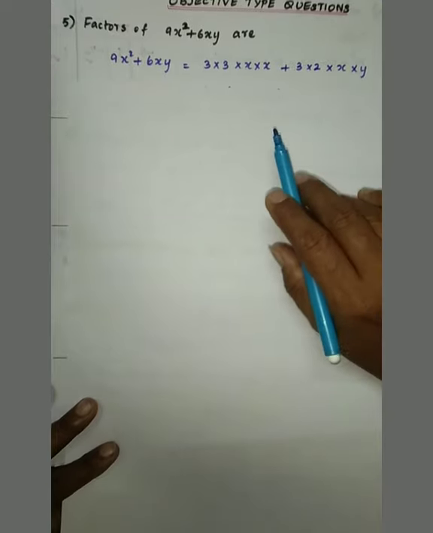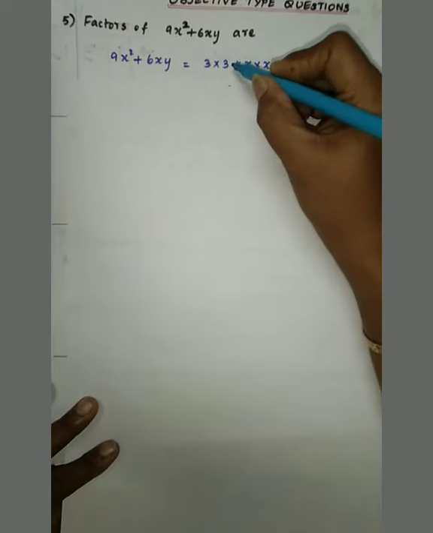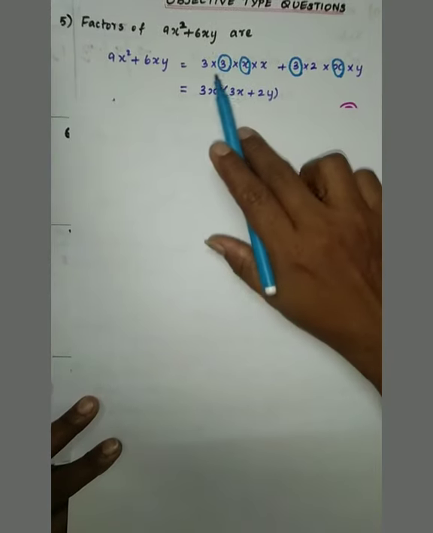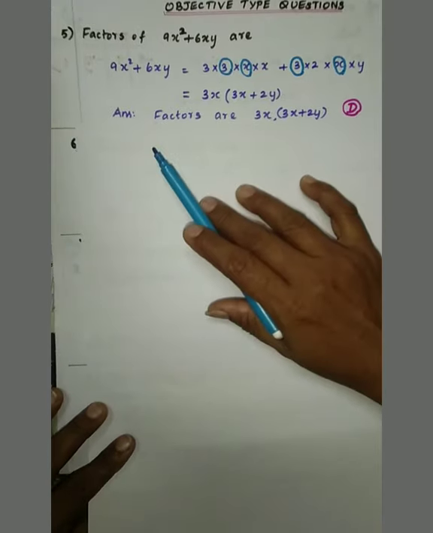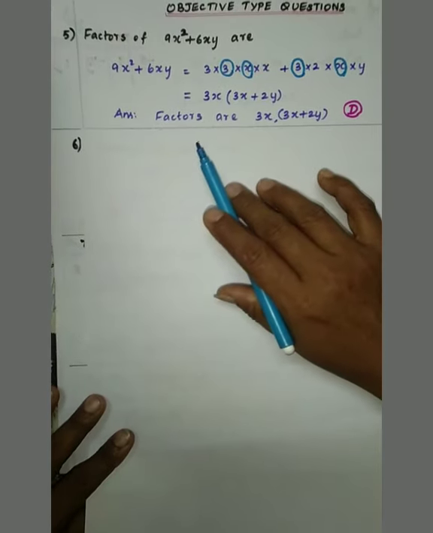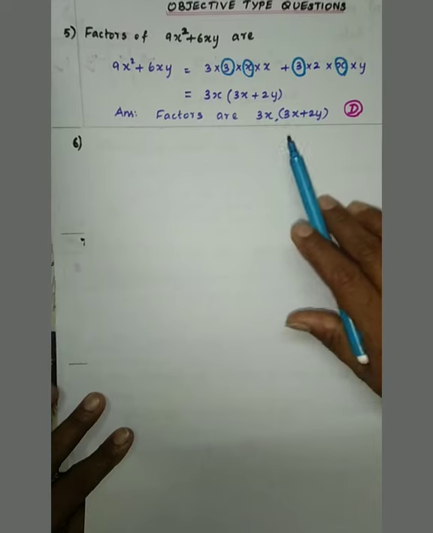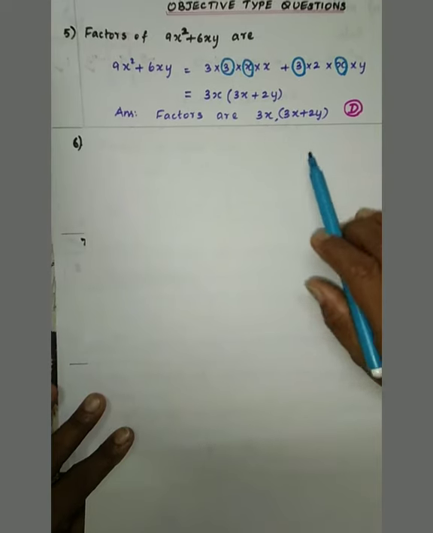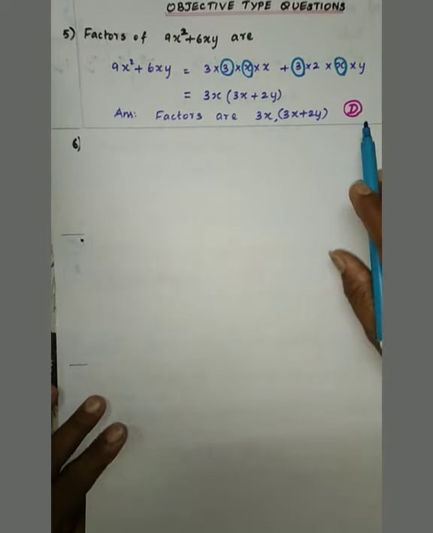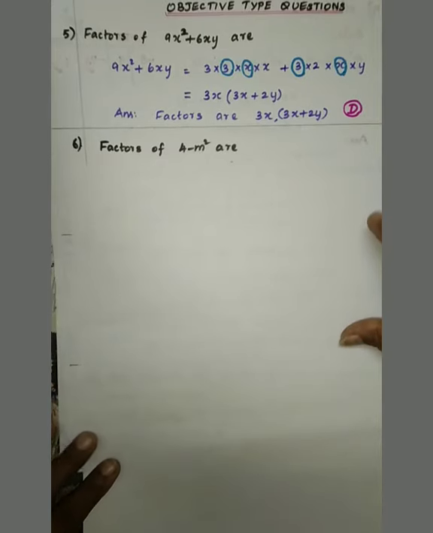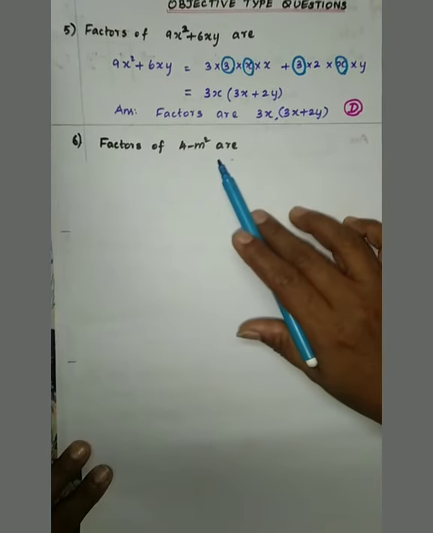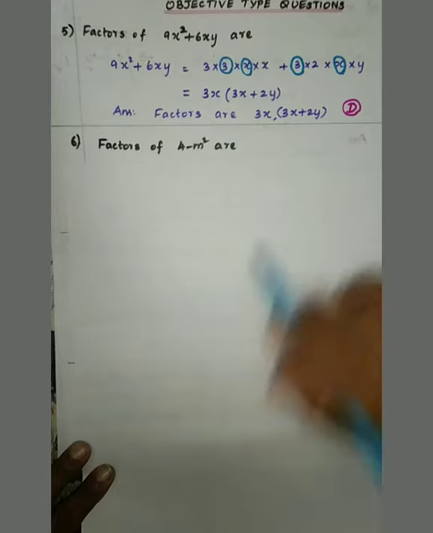Now we are going to take the common factor. Here 3 is common, then x is common, so you can take 3x as a common factor. The remaining terms will be 3x plus 2y. Therefore, factors of 9x square plus 6xy are 3x into 3x plus 2y. Option D. Then sixth problem, factors of 4 minus m square, we are going to find out.